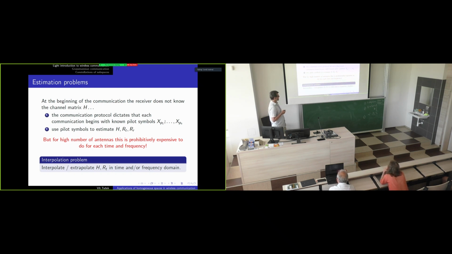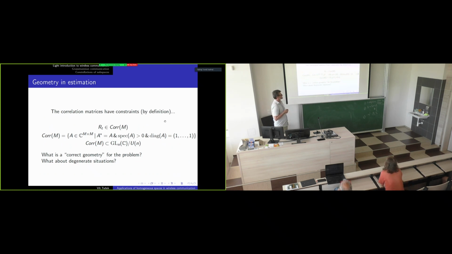And so the first problem is that when you keep adding antennas and keep increasing the bandwidth, these calculations become prohibitively expensive. Right? Estimating a 2x2 matrix is easy. Estimating a 16x16 matrix takes some time. So what you would like to do is maybe to interpolate or extrapolate in time, for example, this correlation matrix, either in the time domain or in the frequency domain.